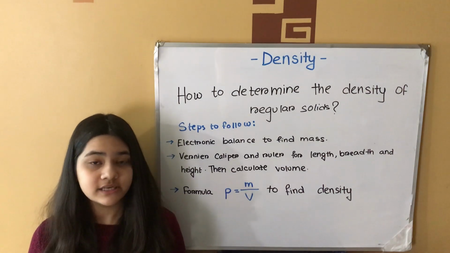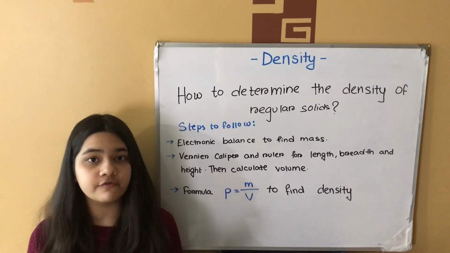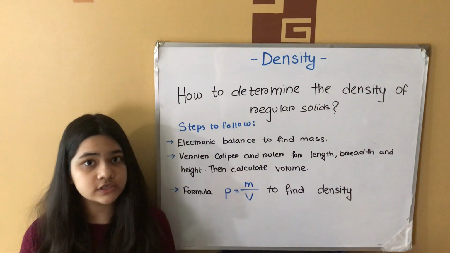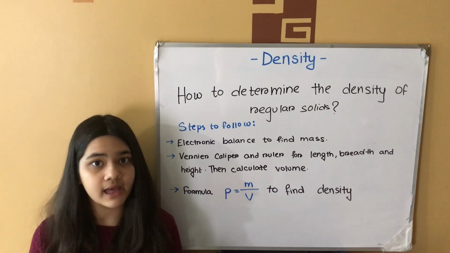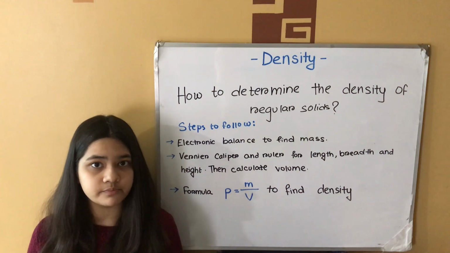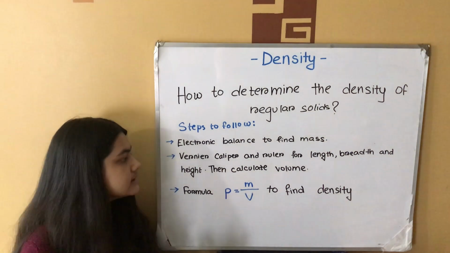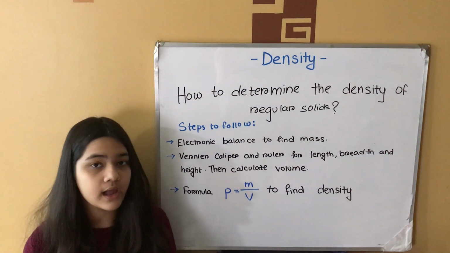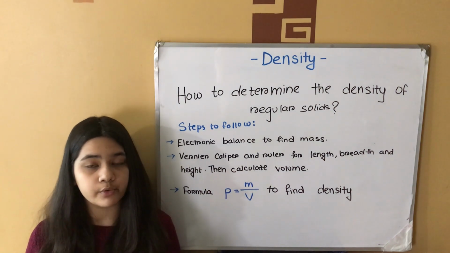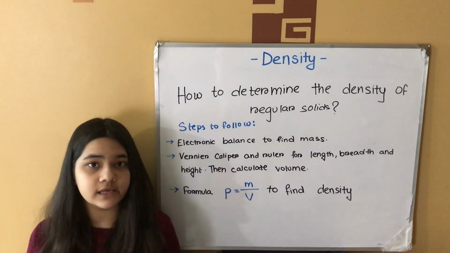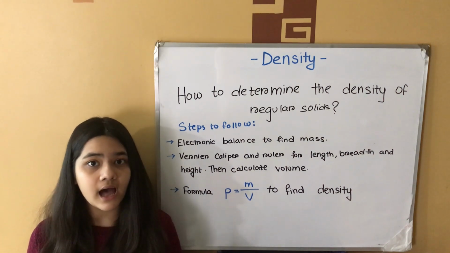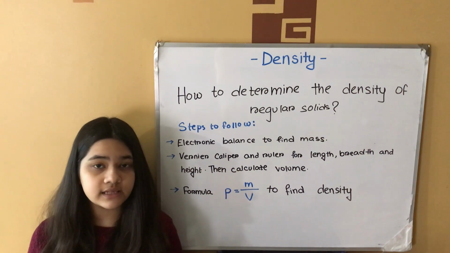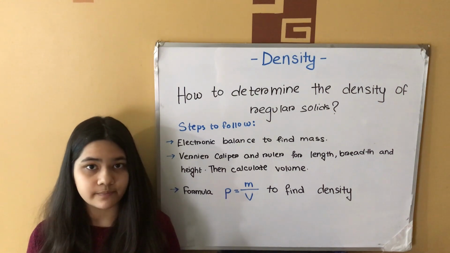Let's learn how to determine the density of regular solids. First of all, by using an electronic balance, we will find the mass of the regular shaped object. And then we will use vernier caliper and rulers to find the length, breadth and height for shapes like cubes and cuboids, or diameter and height for shapes like cylinder, sphere, etc.